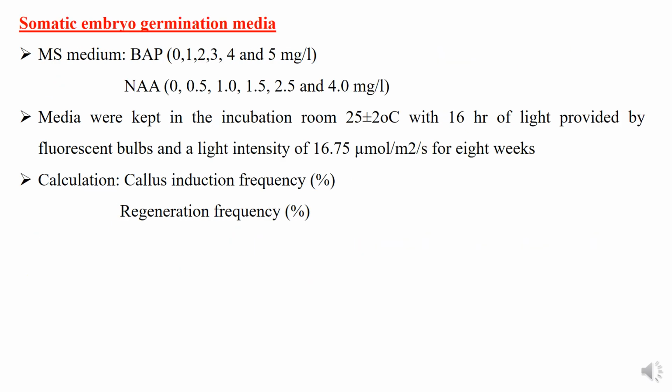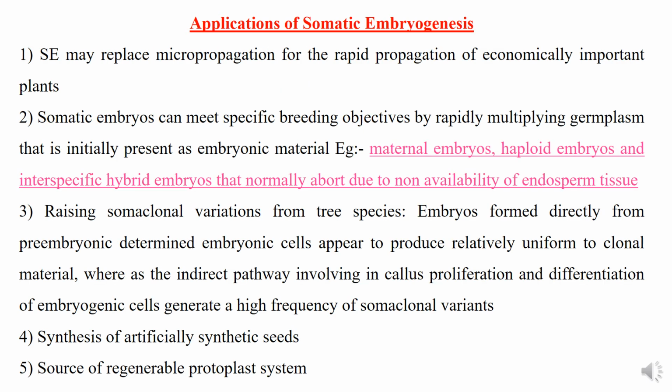And for somatic embryo germination, media like MS media we will use. In that we will use BAP and NAA with different concentrations, and temperature we will keep at room temperature, that is 25 degrees centigrade plus or minus 2 degrees centigrade with 16 hours light, and this light will be provided by fluorescent bulbs, because these experiments have to be conducted under decontaminated conditions, so there should not be any contamination. And calculations: how we will do for somatic embryo formation means callus induction frequency is how much and regeneration frequency.